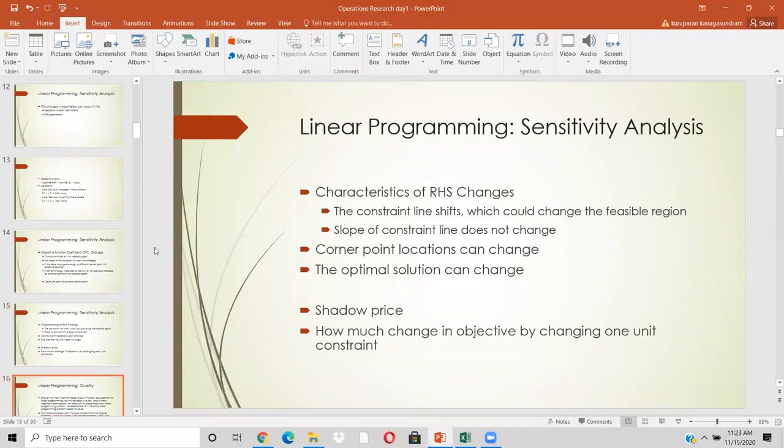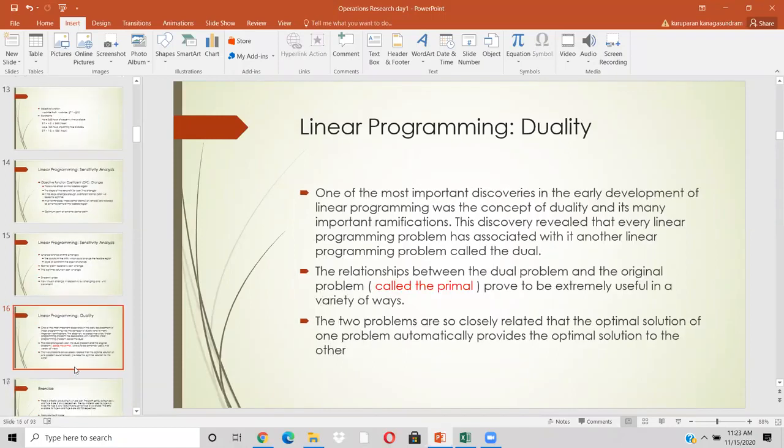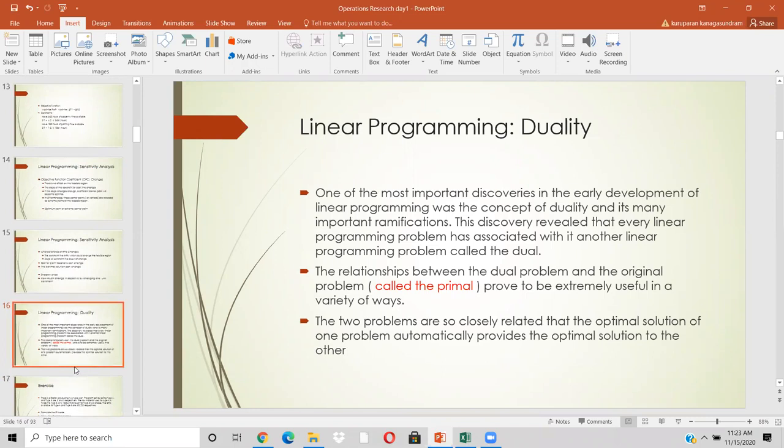Duality is there as well. The LP program will always have a dual. If you are doing a minimization, there will be a dual for that. Minimization means there will be maximization. Okay, we will look at it deeply later.